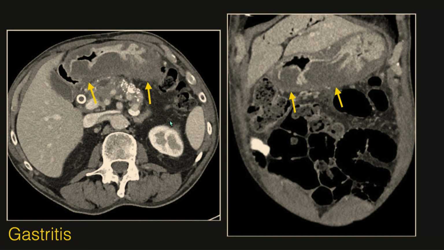This is a patient who has more impressive diffuse gastric wall thickening in the setting of acute on chronic pancreatitis. So you'll see that similar pattern of low attenuation gastric wall thickening in the setting of pancreatitis.